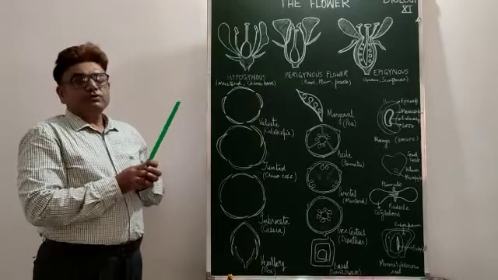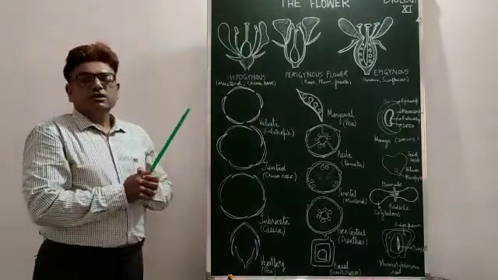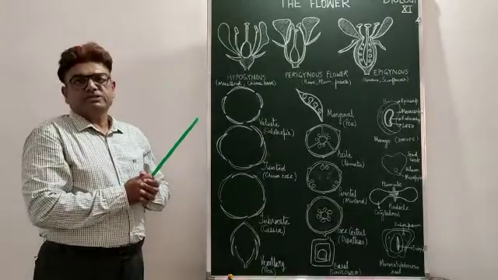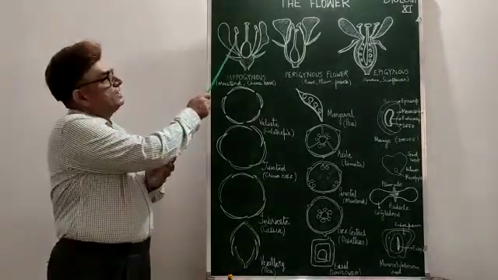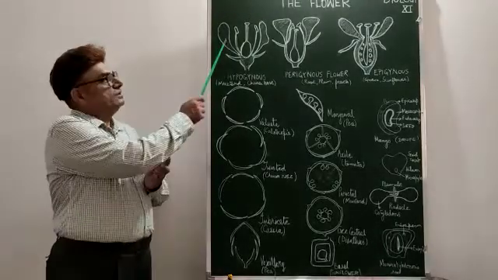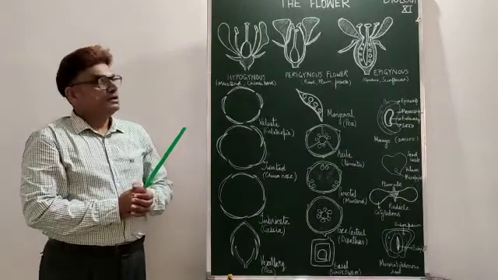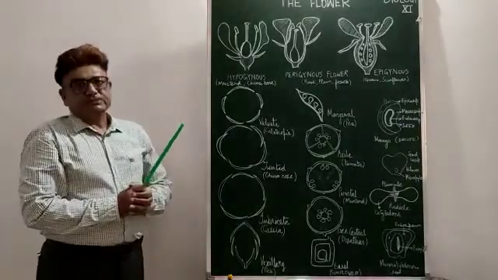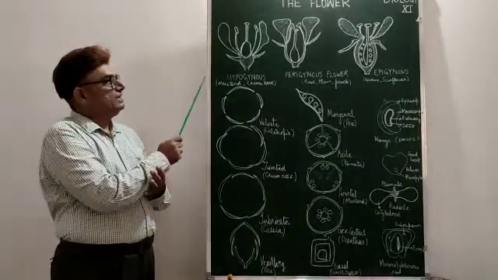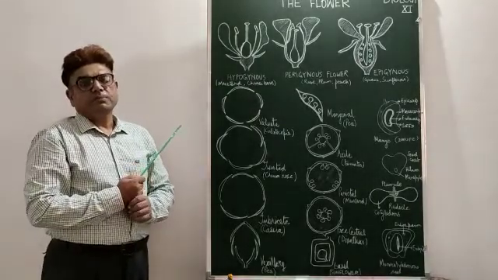Calyx is made up of numerous sepals. Corolla is made up of petals. Stamens constitute androecium and carpels result in the formation of gynoecium. Now let us start with calyx. Sepals are mostly green in color and they protect the flower in the bud stage.